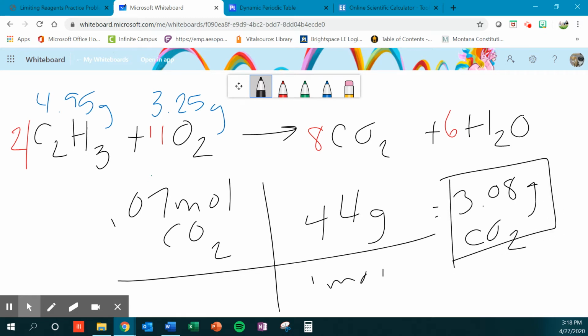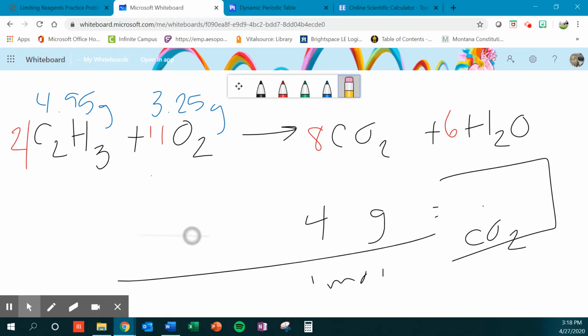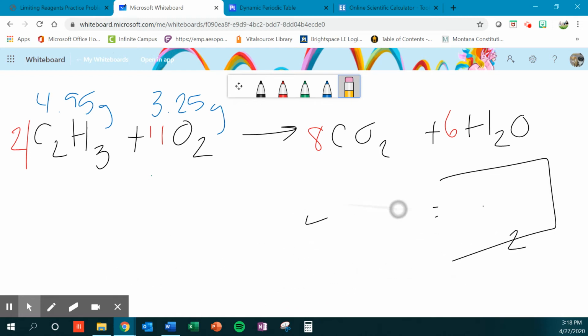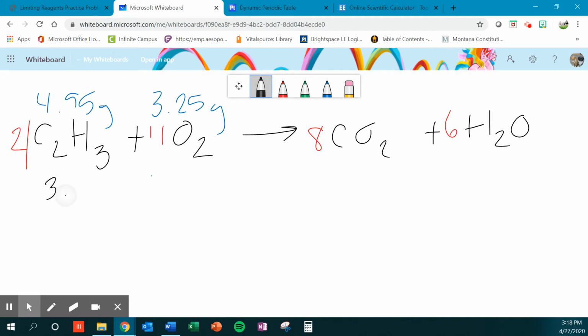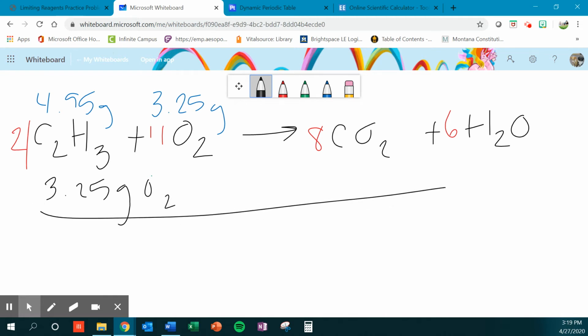Okay. And so then you could also figure out how much would be left over of the excess reactant. Even though the problem didn't ask that, we could still figure that out. And so what we would do in that case, since we know that the oxygen's the limiting reactant, we want to know how much ethylene would be left over. So I would take the 3.25 grams of oxygen and convert it to grams of ethylene to figure out how much would actually react with it.